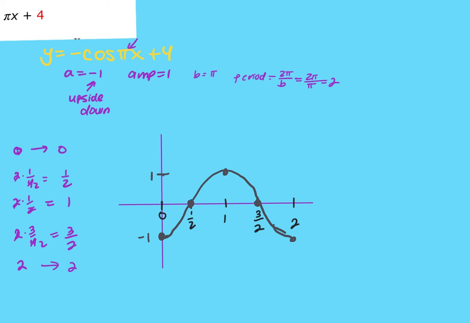You need 4 asymptotes and 3 curves. So for cosine, I can literally just bring up the other 2 sides. And now I've got 1, 2, 3, 4 asymptotes.